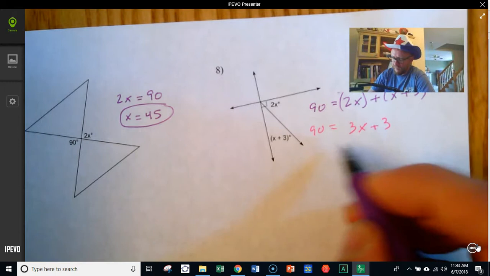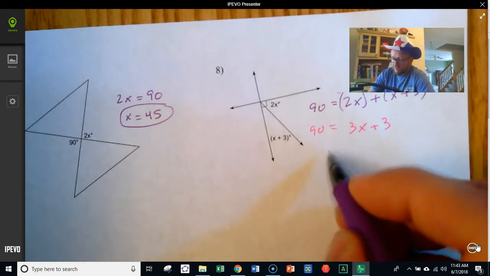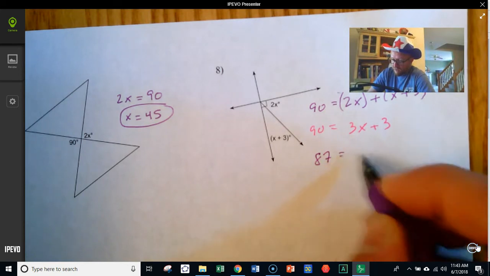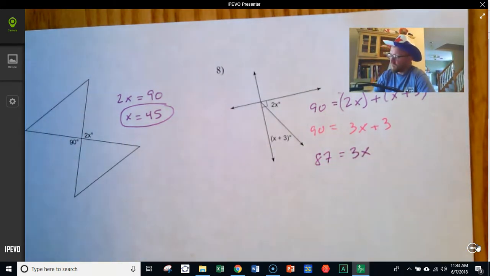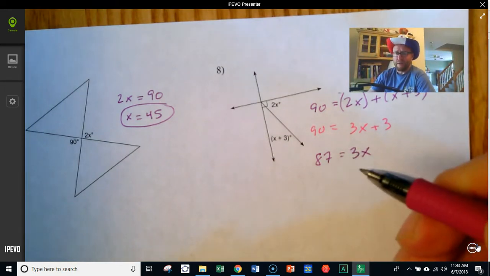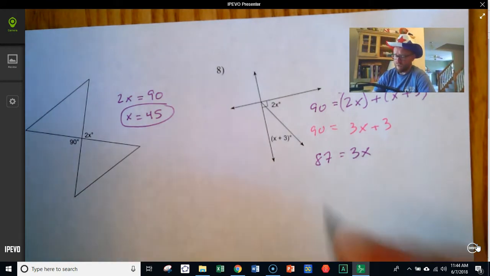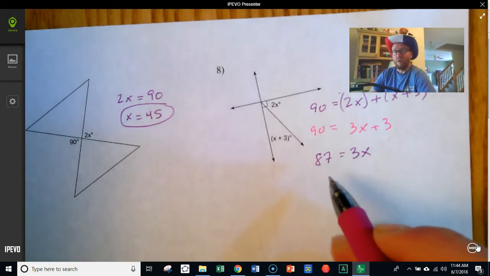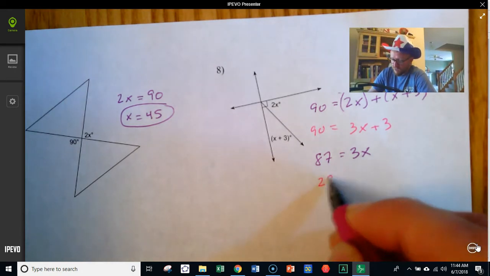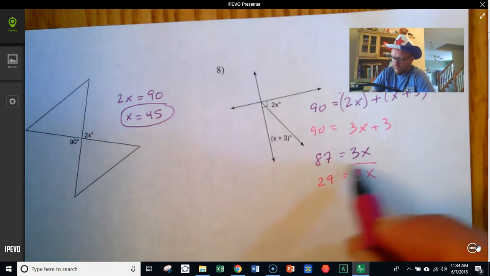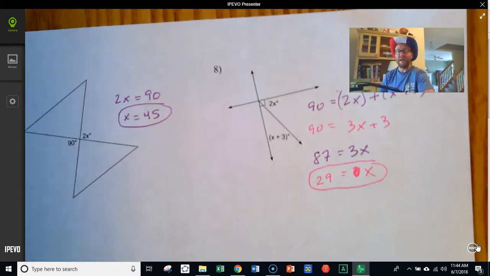And then we will take away 3 from both sides to get the 3x by itself. So that's 87 equals 3x, and we'll divide by 3 on both sides. Now let's see. If that were 90 divided by 3, that'd be 30. 90 divided by 3 is pretty easy. 30. So that'd be 30 threes. But we don't have that many threes. We're 1 three short. So it must be 29 threes. Oop. So we divide 87 by 3, we get 29.